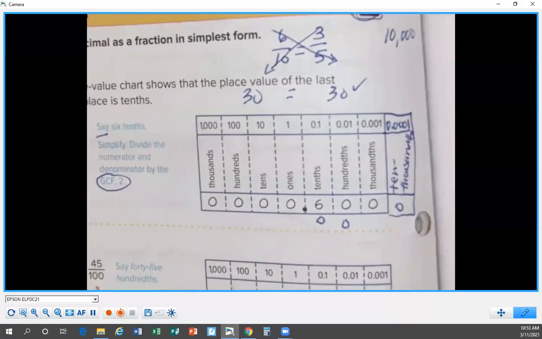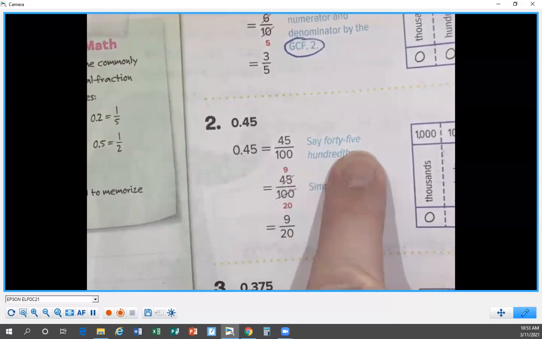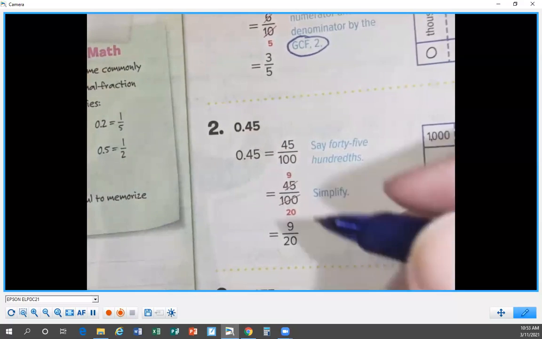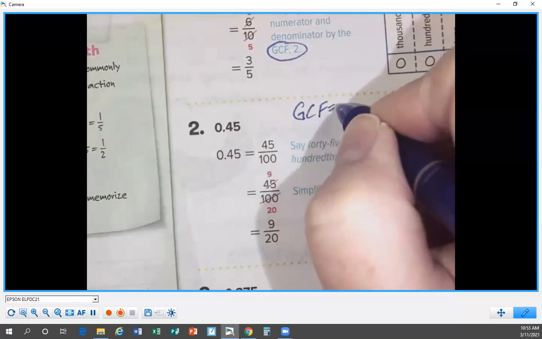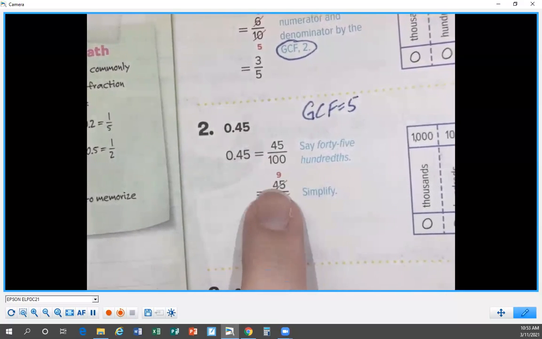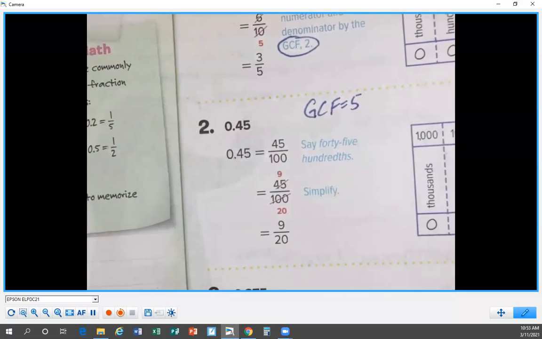Okay, let's look at example 2. We have 0.45, but that's not how we're going to read it anymore. We're going to read that as 45 hundredths. We write it 45 over 100. Then we look for the greatest common factor. 45 and 100 both end in a 5 or a 0, which means they are both divisible by 5. Our GCF is 5. So I can simplify that fraction by dividing each by 5. 45 divided by 5 is 9. 100 divided by 5 is 20. So we get 9/20. Okay?